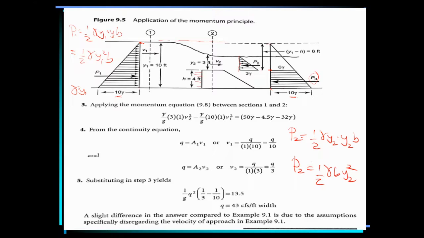Y1 minus h. Y1 is the depth, the total depth. H is the height of the weir. So when you subtract this depth, this is now y1 minus h. We know what Y1 is, we know what H is: 10 minus 4, which is 6.